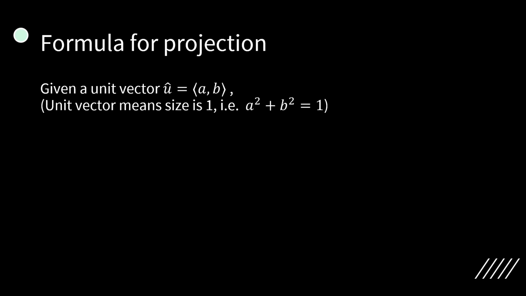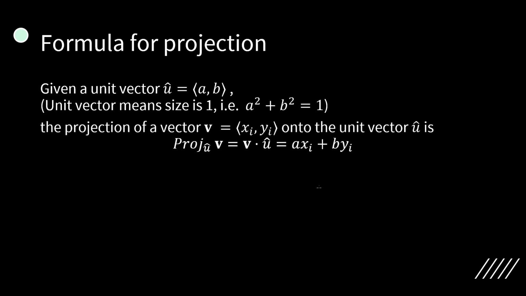Suppose û = (a, b) is a unit vector, meaning that the size is 1. a² + b² should equal 1 if it's a unit vector. For such a unit vector, the projection of a vector v = (xi, yi) onto the unit vector û is v · û, where this dot is the dot product between the vectors, and the dot product is computed by a·xi + b·yi.